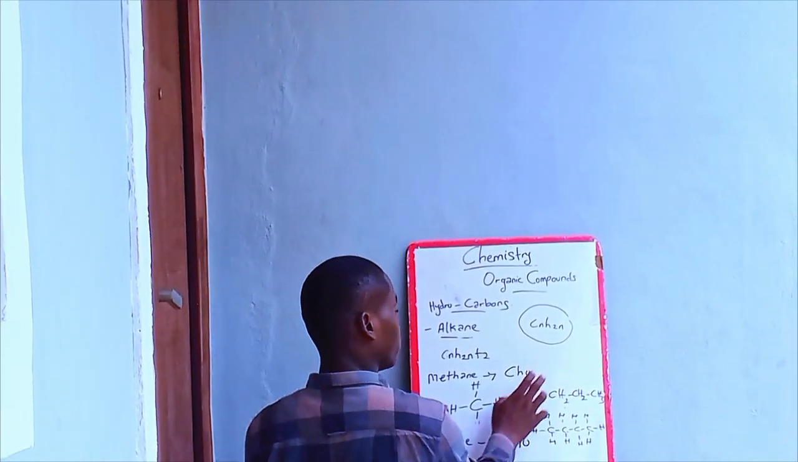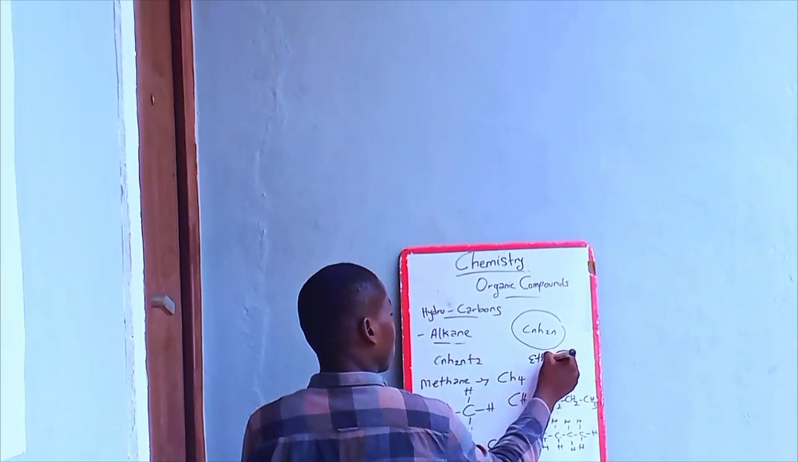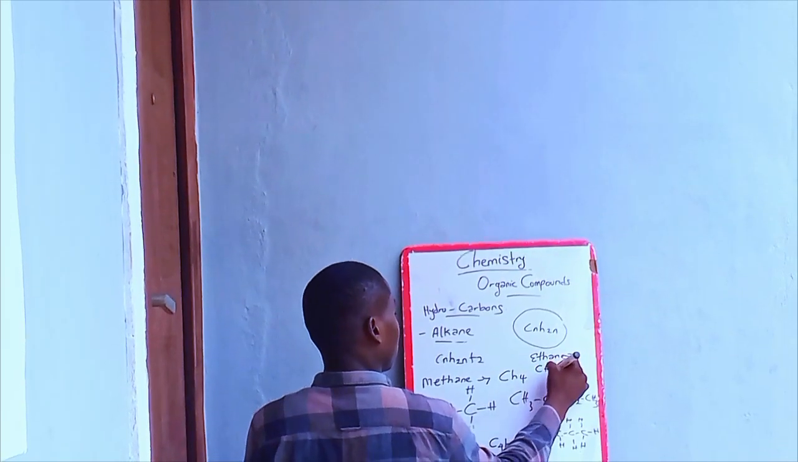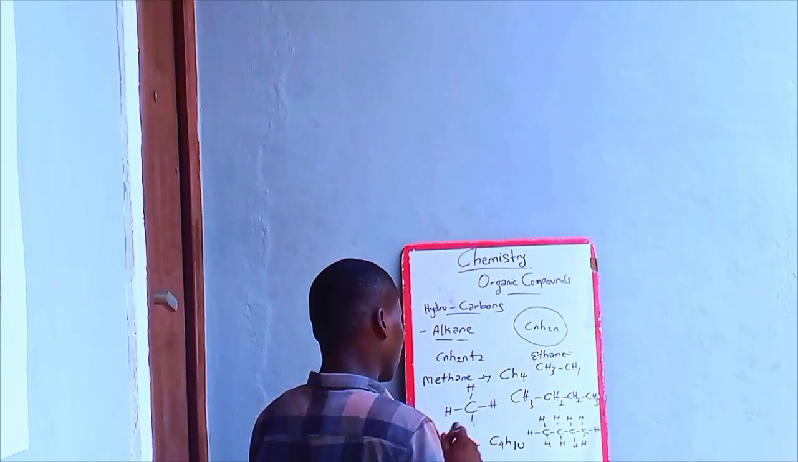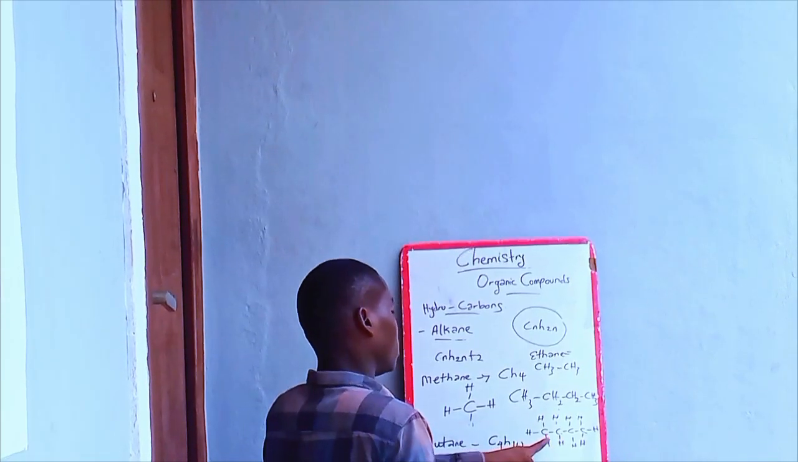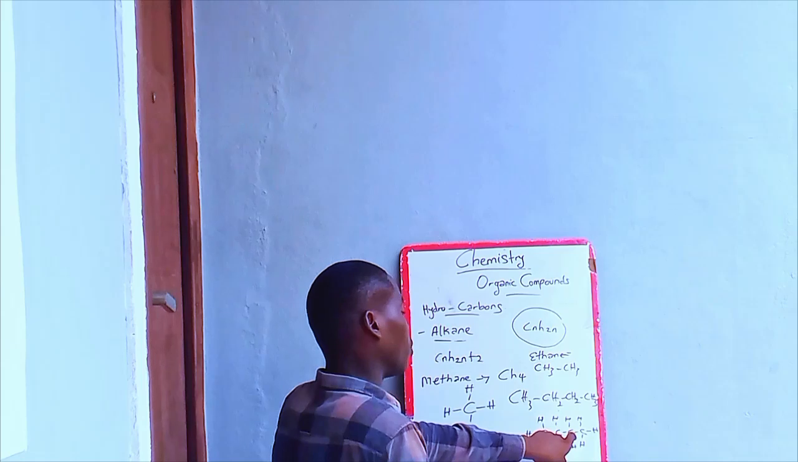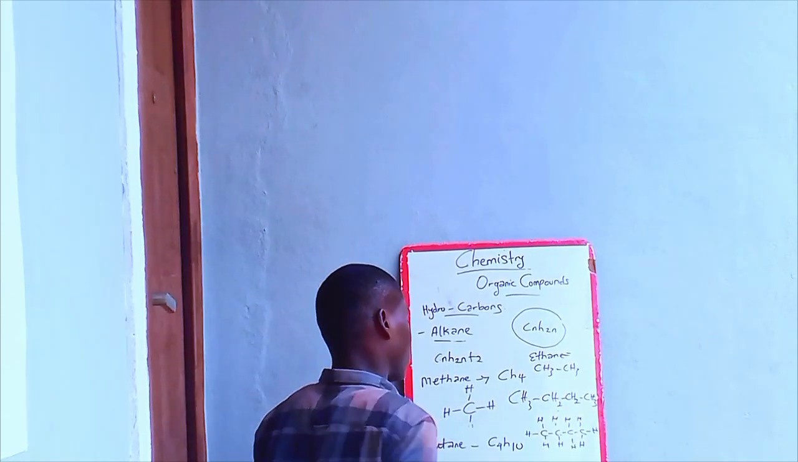The empirical formula of ethane was CH3. But for butane, it has changed because this one does not have up to 3 hydrogens, but this one has 3 hydrogens. So it has changed.